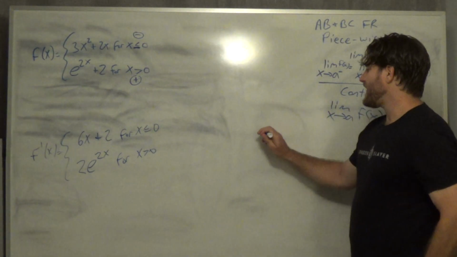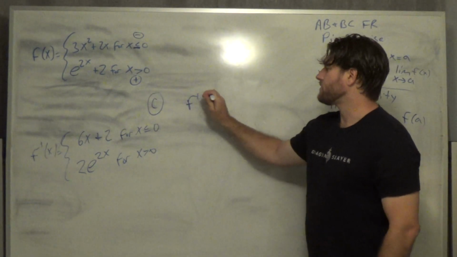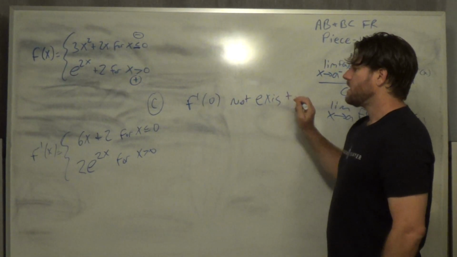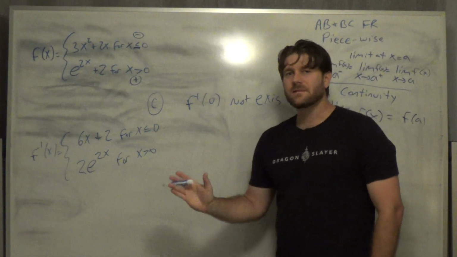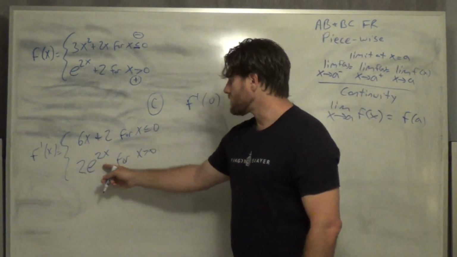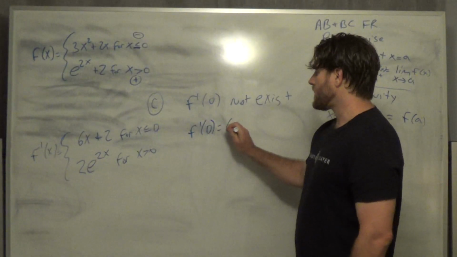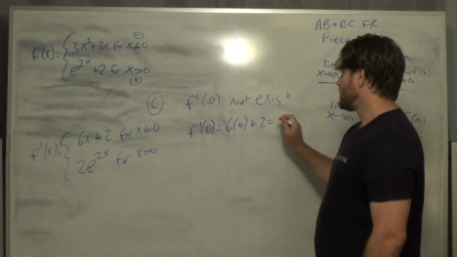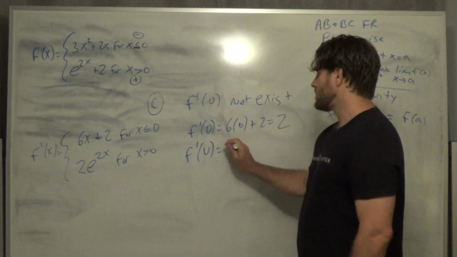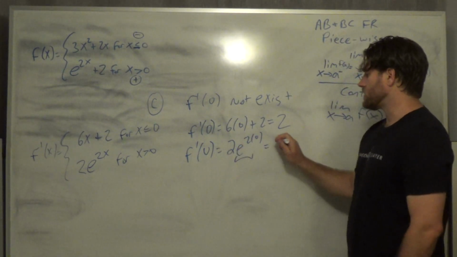Part C says, why does f prime of 0 not exist? And this is going to mess up a lot of people, because a lot of people are going to say, oh, I'm going to plug a 0 into both of these where they meet. And this is wrong. They're going to say f prime of 0, when I plug it into here, is 2. And when I plug it into here, it's also, e to the 0 is 1, 2 times 1 is 2.